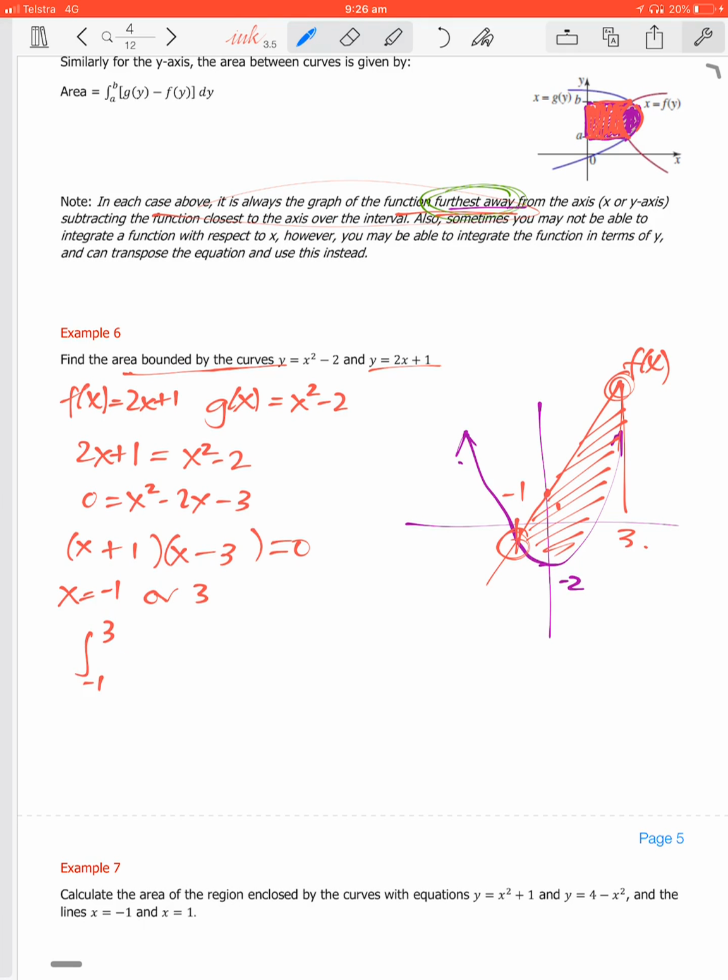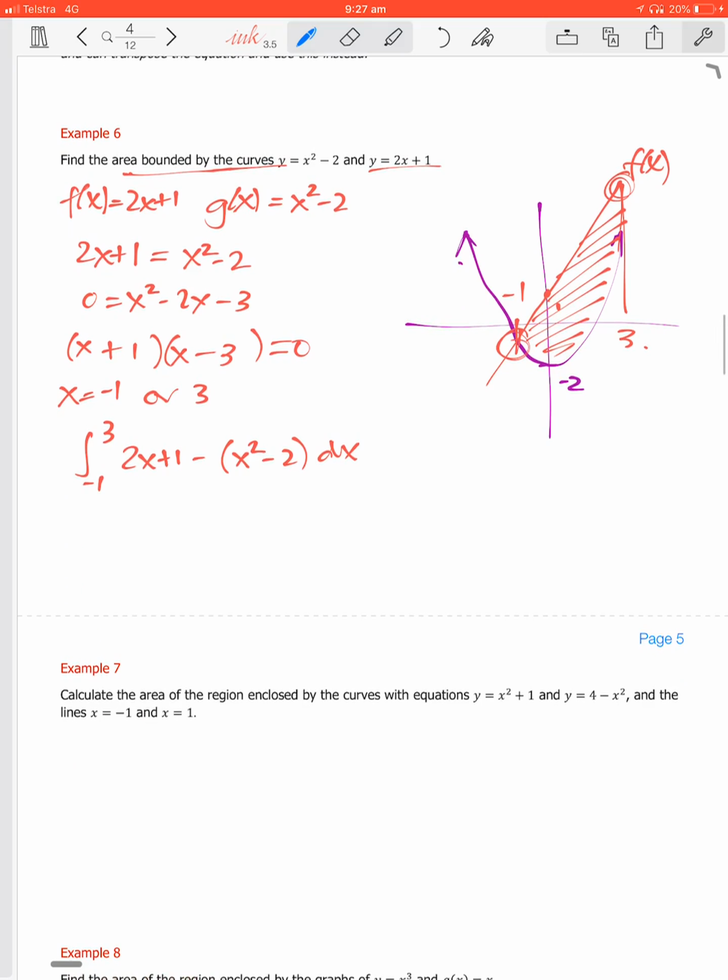My higher function, which is f of x, 2x plus 1, minus my lower function. Make sure you put a bracket around it because there's more than one term. You should always put a bracket around it anyway, so you don't stuff it up. I get the integral from -1 to 3 of (2x plus 1 minus (x squared minus 2)) dx, which is (-x squared plus 2x plus 3) dx. Now we just have to evaluate it. So (-x cubed on 3 minus x squared plus 3x) between -1 and 3.